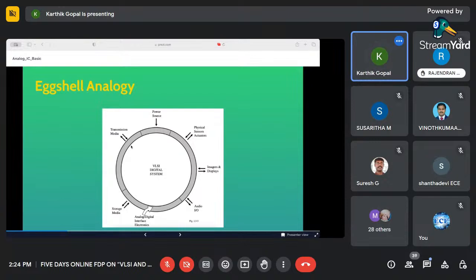A few decades back, analog was dominating a lot. All the systems were analog, so there used to be huge devices. Now when digital came in, all these started to shrink. The systems become smaller and smaller, but the functions are bigger. Still, analog plays a vital role. So this is the eggshell analogy.